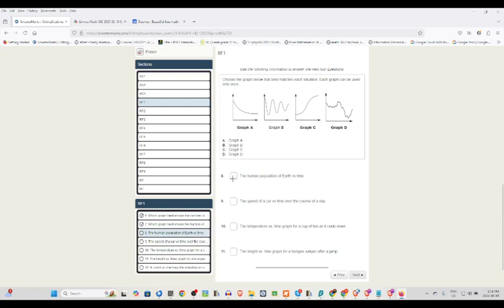Now, which is the best fit for this graph? Right. We have the speed of a car versus time over the course of a day. That's going to be erratic. Temperature of a teacup as it cools down. Let's start with that. That's graph A because it's going to go smoothly. Height versus time graph for a bungee jumper after a jump. That's going to be B, where it regularly goes back and forth. Human population of Earth versus time. We are generally increasing. And the speed of a car versus time of day, that is also very erratic. It depends on where you're going, what your goals are for the day.